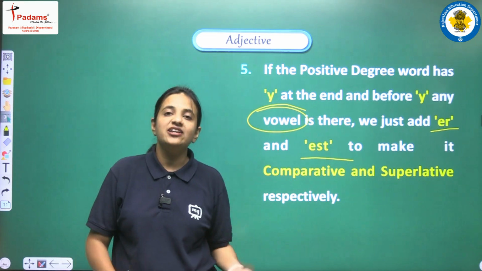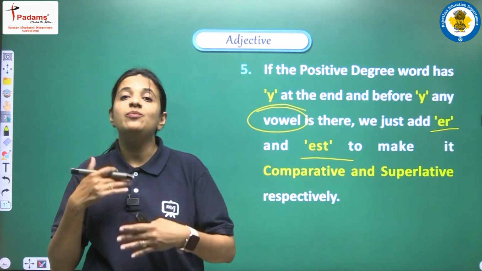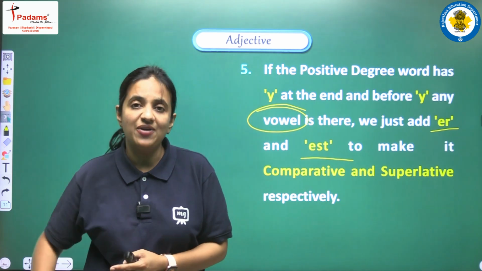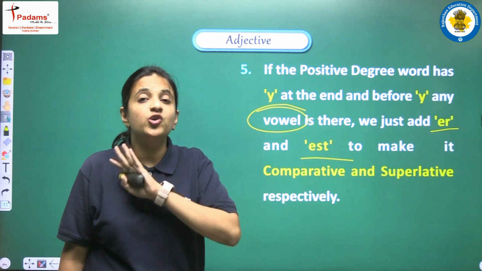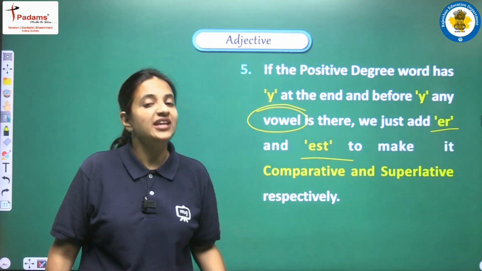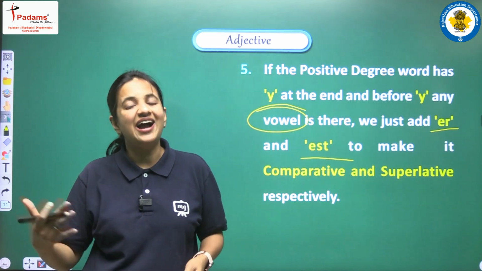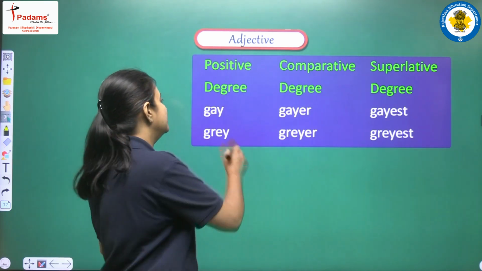It means that if we are having a consonant before Y, then Y will be replaced with I. But if before Y we don't have any consonant but any vowel is there, then we don't need to replace Y. We have to keep Y as Y. Only we have to add ER and EST. So let's look at the examples that we are having here.